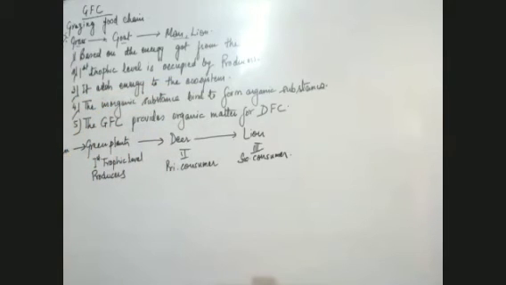The next one is it adds energy to the ecosystem. How is it adding? It gets energy from the sun, and then it utilizes that energy to make its food, and then that energy is transferred when the deer eats the green plants.